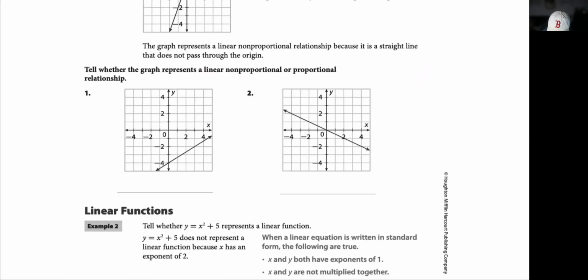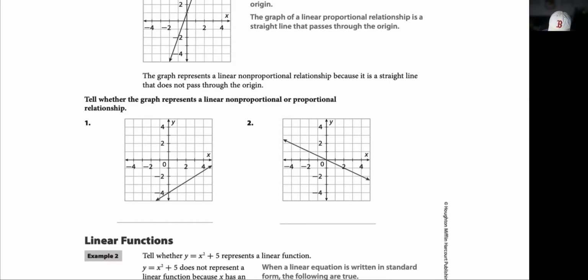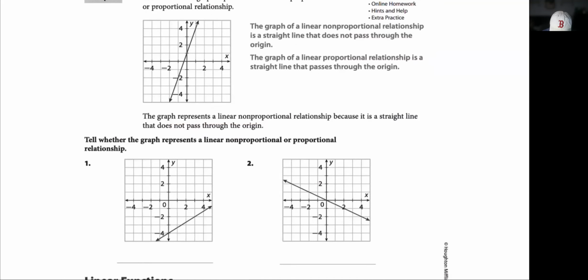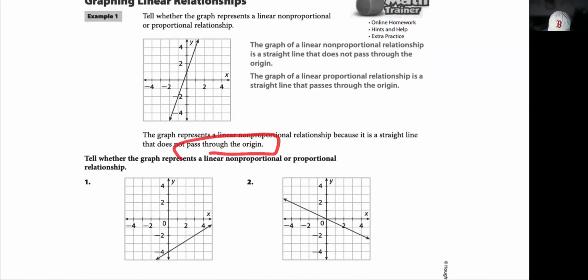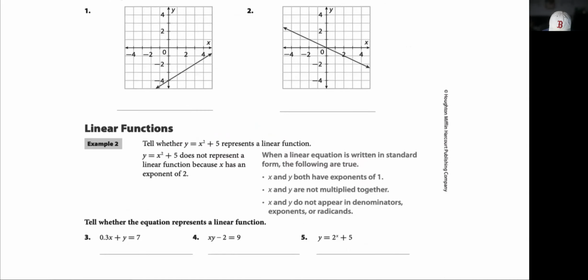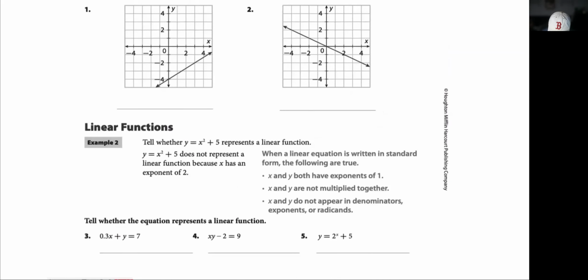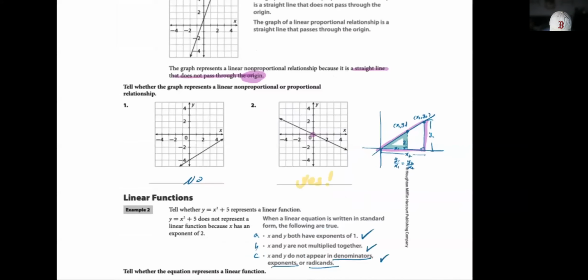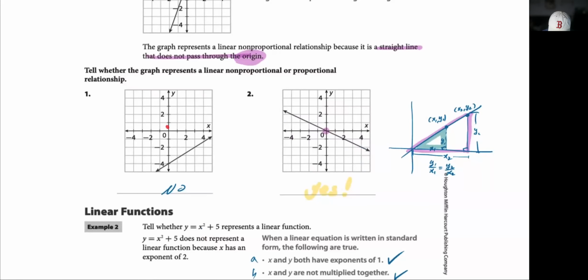But essentially, if you follow the directions over here, guys, the key is that for it to be proportional, it has to go through the origin for questions 1 and 2. And for this one, for it to be a linear function, it has to meet these three things, right? Three requirements. And here's the answer, guys. First, number one is no, because it didn't go through the origin. This one's yes, because we went through the origin.